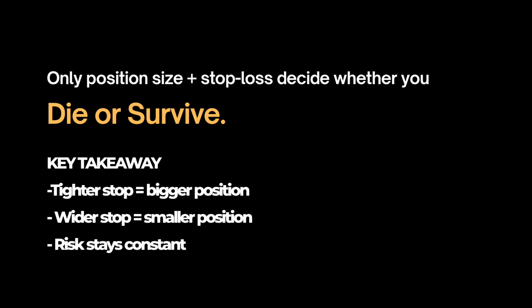Thus the core insight is very simple: only position size and stop loss decide whether you will die or survive in the market. So whenever you take a trade, you first of all identify your entry point. Based on that, the stop loss should be tight enough so that you can allocate a big position size in that stock, generally around 10% to 20-25%.